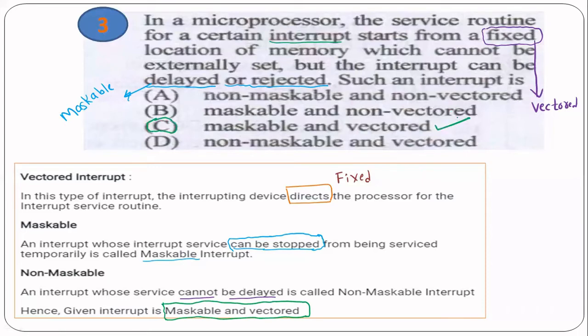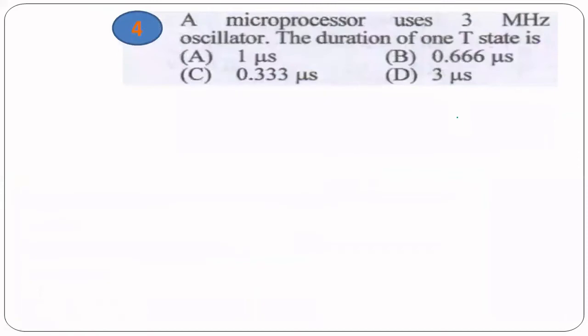Let us look into the next question. A microprocessor has a 3 MHz oscillator. What is the duration of 1 T state? The duration of 1 T state is 1 divided by 3 MHz. So the solution for this will be 0.33 microseconds. The correct option is option C.